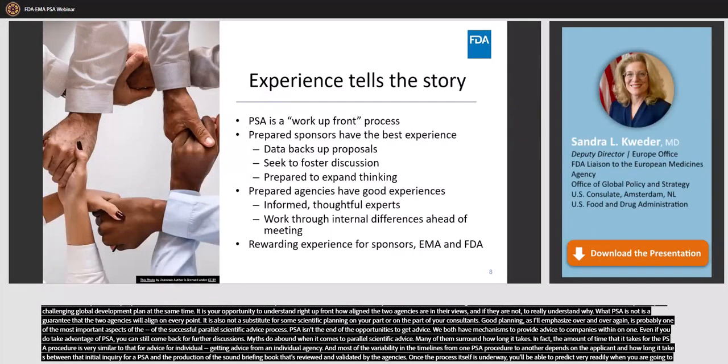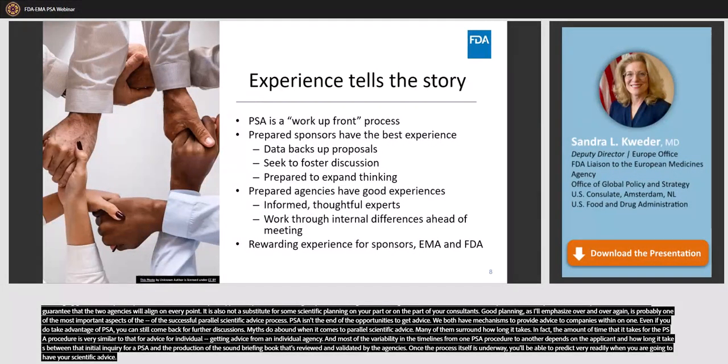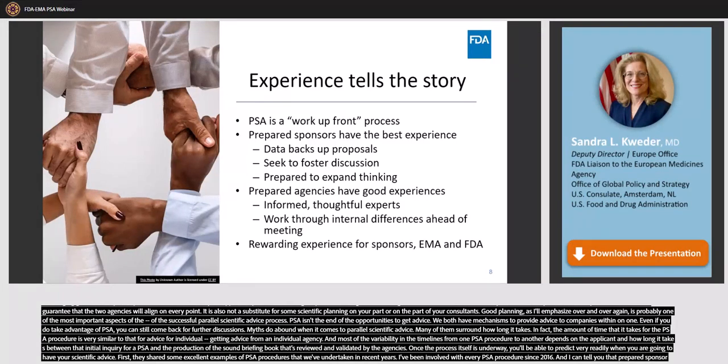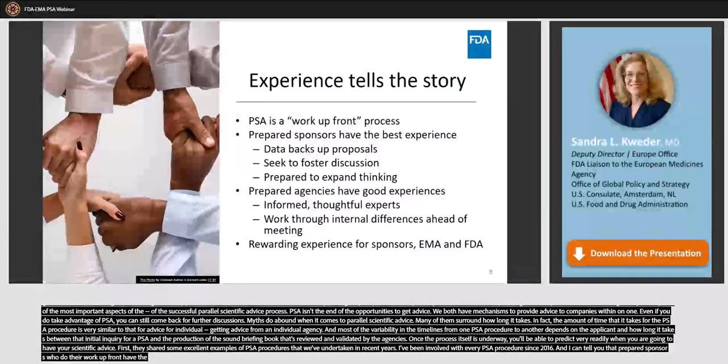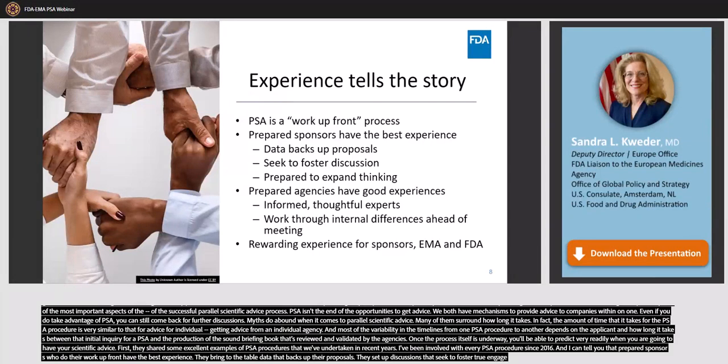Once the process itself is underway, you'll be able to predict very readily when you're going to have your scientific advice. Thorsten Vetter shared some excellent examples of PSA procedures that we've undertaken in recent years. I've been involved with every PSA procedure since 2016. And I can tell you that prepared sponsors who do their work up front have the best experience. They bring to the table data that backs up their proposals. They set up discussions that seek to foster true engagement and meaningful discourse. And they're prepared to expand their thinking on their development program.